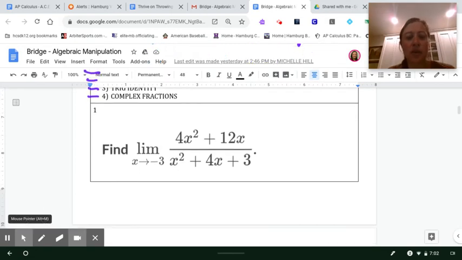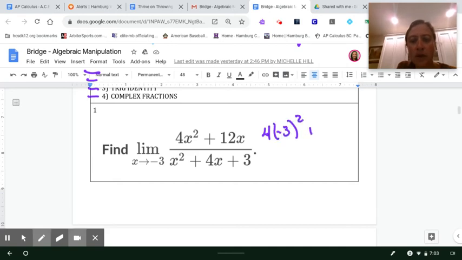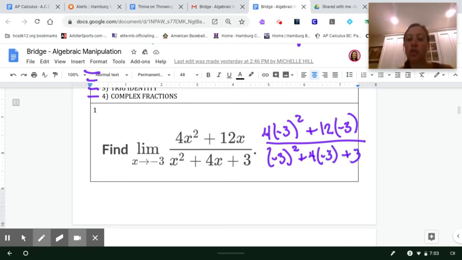Find the limit as x approaches negative 3. Now you don't know you have indeterminate until you do the math. So you might get an answer right off the bat, who knows? So I have 4 times negative 3 squared plus 12 times negative 3. Remember, direct substitution is always your first method. Notice my parentheses. It may seem tedious, but I'm not going to get the question wrong. Use parentheses.